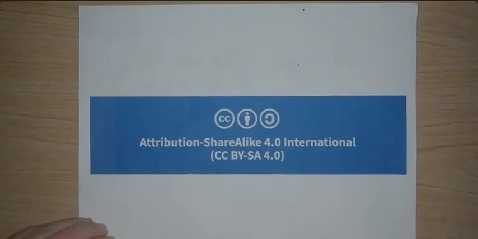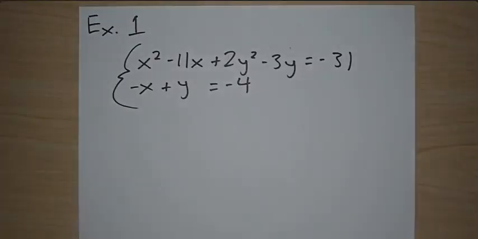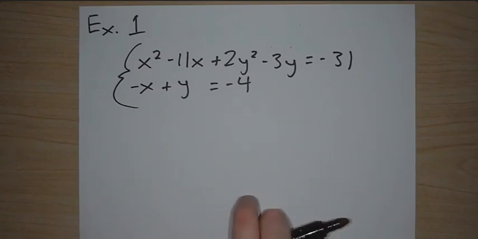Example 1 from the substitution and elimination for nonlinear systems. We have a system of two nonlinear equations. This one at least is nonlinear, and this one actually is linear. We want to solve for what x and y can possibly be, if there is a solution.